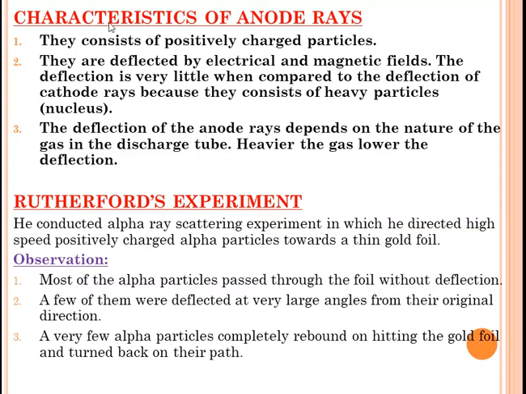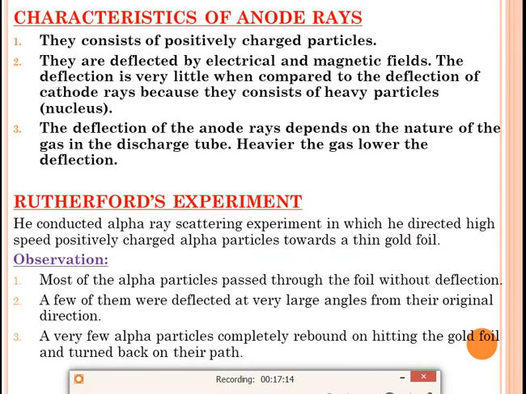Next, we'll read about the characteristics of anode rays, means what the different properties of anode rays are. This is a very important question. In your exercise also this question is there: write the different characteristics of anode rays. The first point is that they consist of positively charged particles. Just now we have read that anode rays are positive rays, so they consist of positively charged particles.